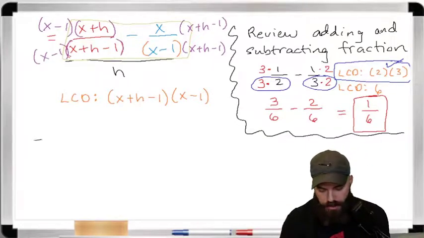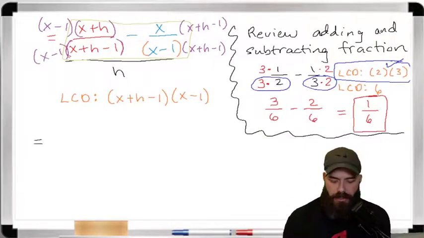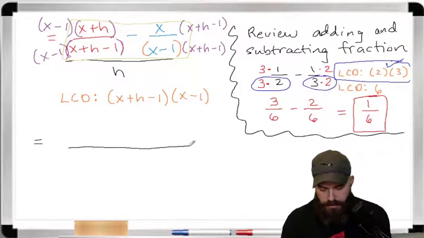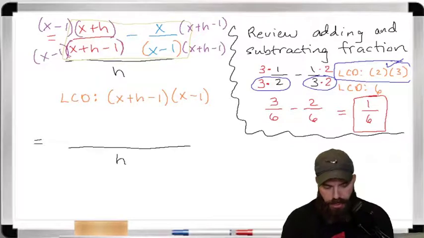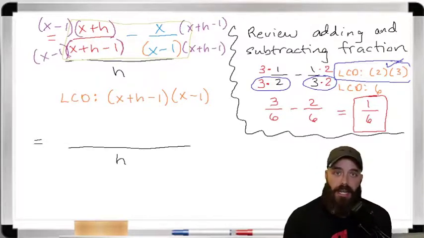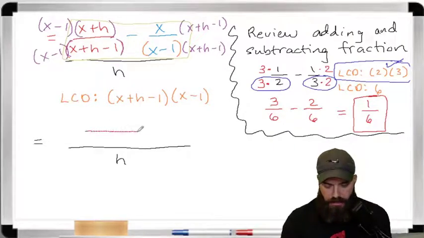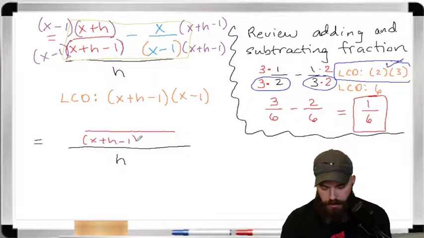All right, so let's clean this up a little bit. So now what do I have? Well, I have a common denominator. Let's go ahead and put h in my denominator of the difference quotient. Now the 2 fractions that I'm trying to subtract have a common denominator of x plus h minus 1 times x minus 1. What did I have to do to the first fraction?